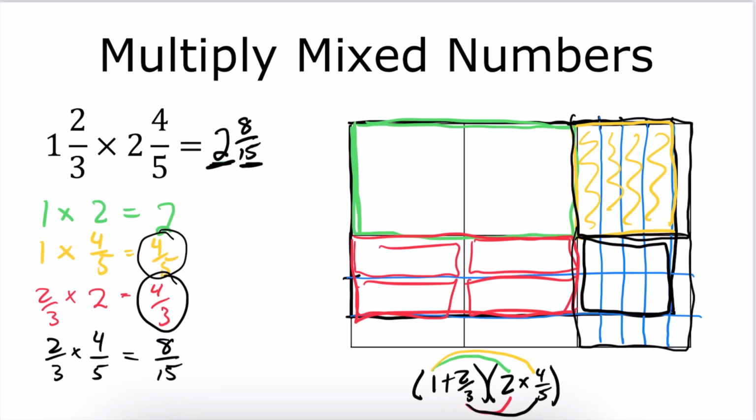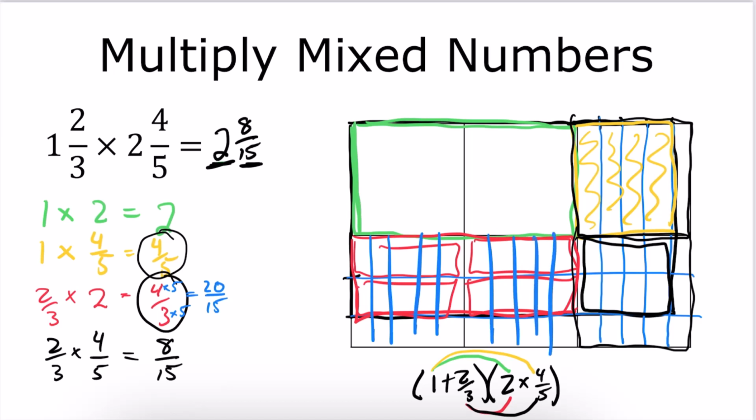And since the 4/5, 4/3, and 8/15 are all fractions, I'm going to find a common denominator of 15. So I'm going to do 4/3 times 5 in the numerator and denominator to get 20/15. And basically what I'm doing there is I'm taking each one of these thirds and splitting them up into fifths. So it would look kind of like that. And the number of 15ths that I have is 20 in that red space.